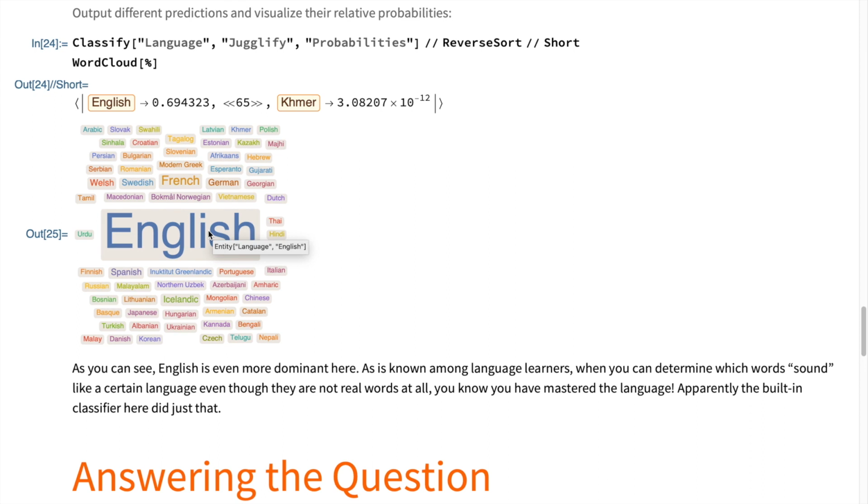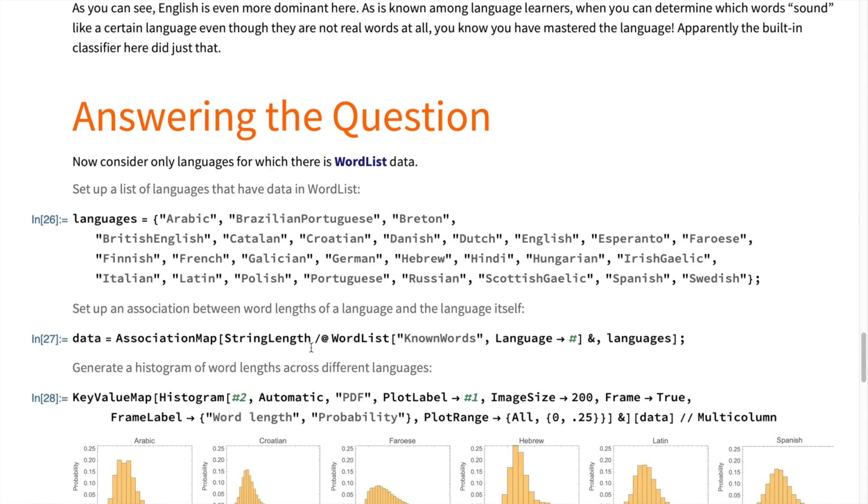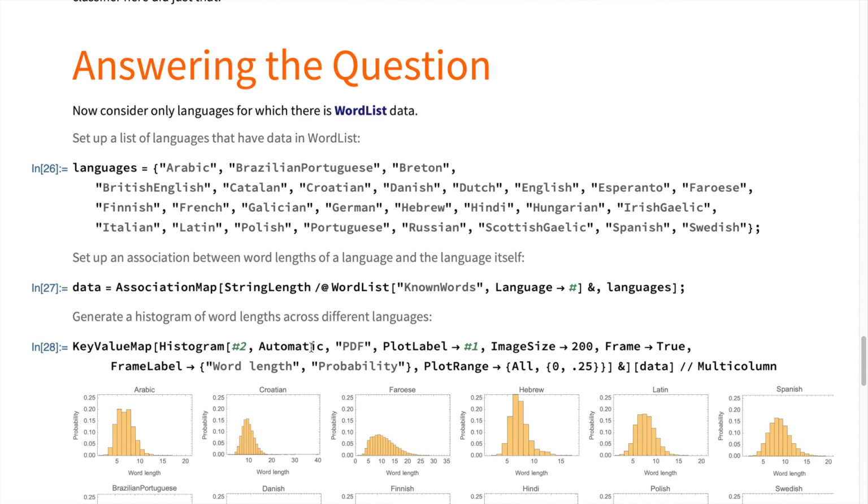As is known amongst language learners, the ability to determine which word sounds like a certain language, even when the word is unfamiliar, is a marker for mastery. Apparently, our built-in classifier did just that. We're going to try answering our question now. First, we'll have a list of all languages that we have word list data for. We'll store this data into our variable languages.